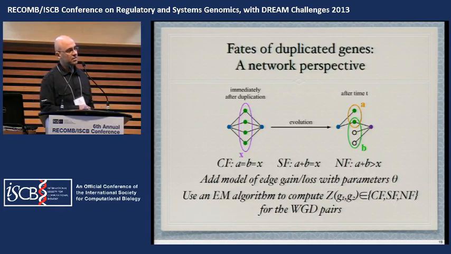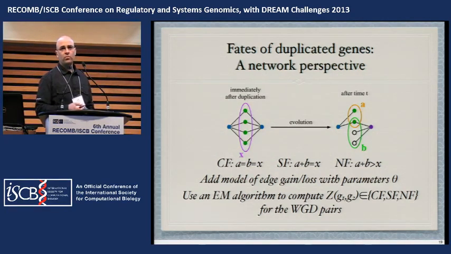For example, we can say that A plus B equals X. Again, these are idealized situations. Of course, we don't expect these things in the actual model. So you can model conserved functionalization, subfunctionalization, and neofunctionalization by looking just at these neighborhoods.